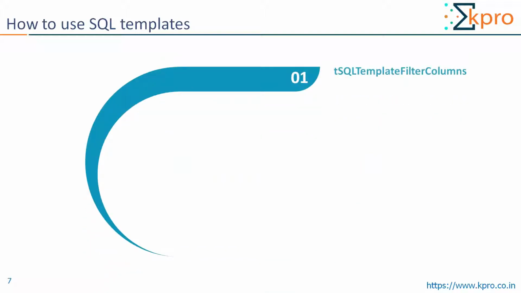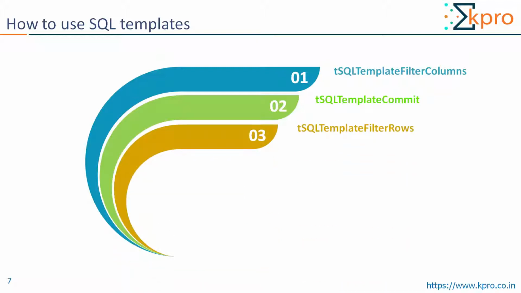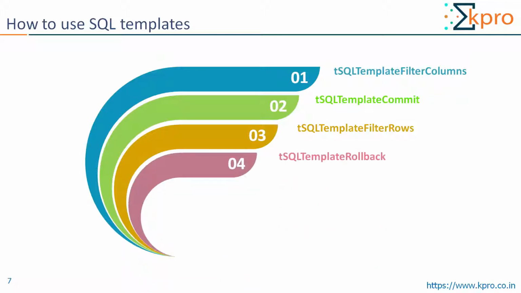We can use the SQL templates in components like SQL template filter columns, which will be used to filter the columns, and template commit, which can be used to commit, and we can use the component SQL template filter rows, which can be used to filter the rows, and we can use the template rollback, which can be used to roll back the session, and we can use the component called SQL template aggregate, where you can generate the aggregated values.